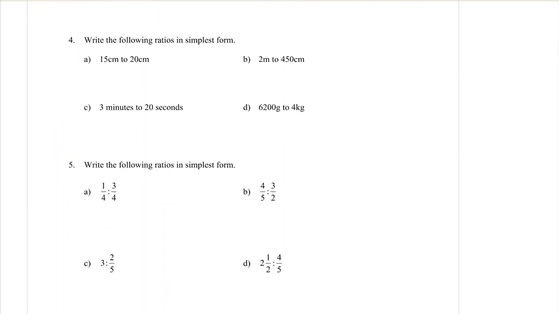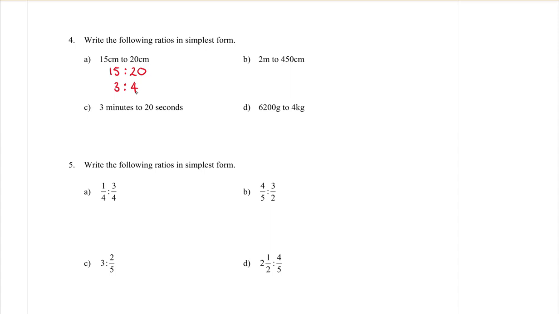Alright, question 4. Write the following ratios in simplest form. Remember, ratios are always comparing the same types of quantities. So we can't have different units in there. And I've got 15 centimetres and 20 centimetres, that's convenient, those ones are already the same. If the units are the same, I just write it straight away as a ratio, 15:20, and then I simplify by finding something to divide by. 5. So 15 divided by 5 is 3, and 20 divided by 5 is 4. Or you could type the fraction into your calculator if you needed to.